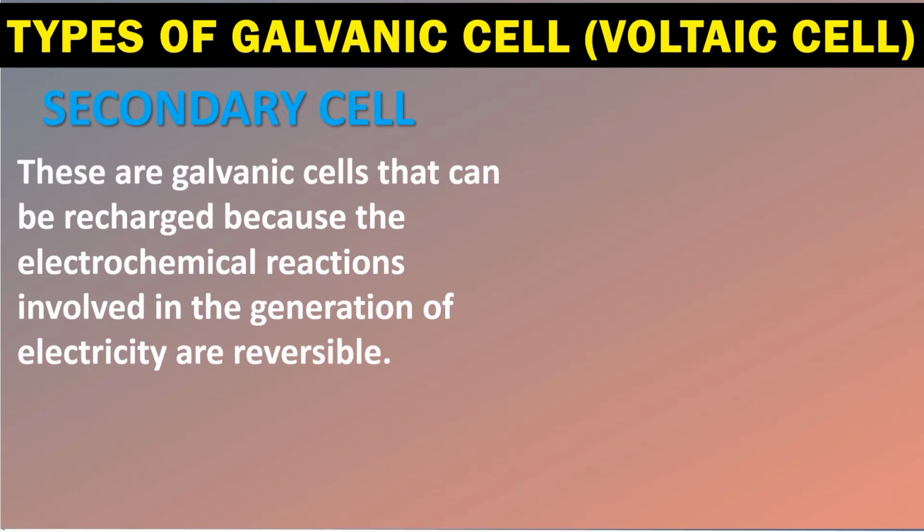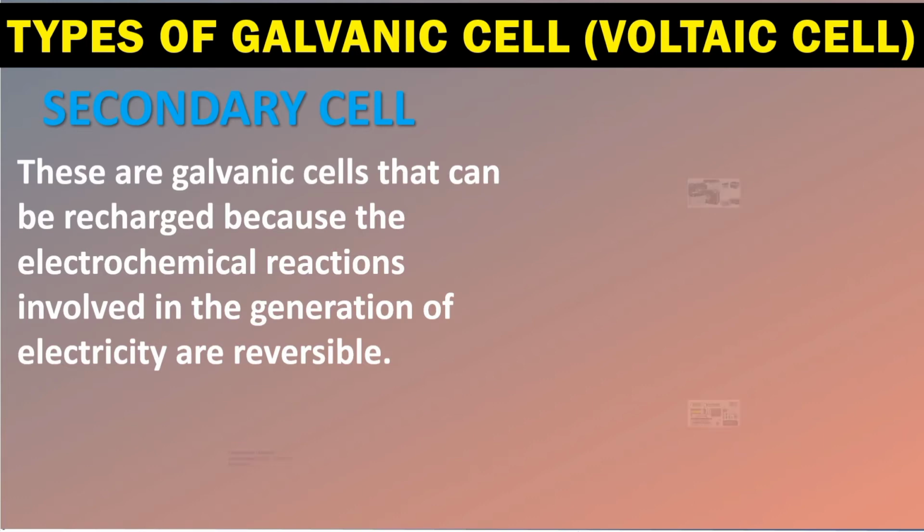The secondary cell is another type of galvanic cell, but this type of galvanic cell can be recharged. They can be recharged because the electrochemical reactions that take place in this particular cell can be reversed. So the reactions in a secondary cell can be reversed, and these reactions that generate electricity being reversible makes the secondary cell rechargeable. So a secondary cell is a galvanic cell that is rechargeable.